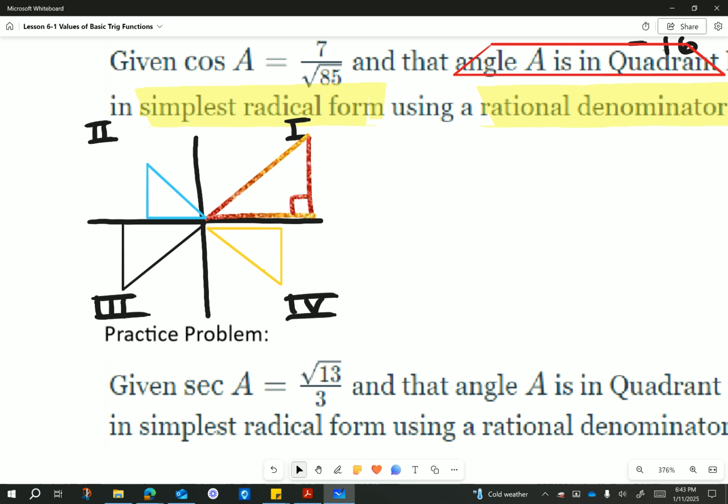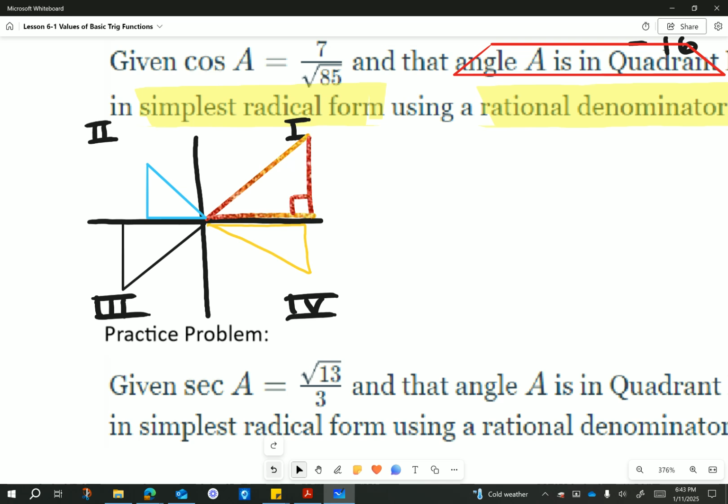So what I want you guys to understand is, for now, all the angles that you are going to work with are going to be in quadrant 1 for this section, okay? Only in quadrant 1.